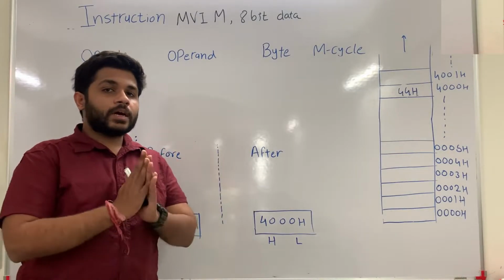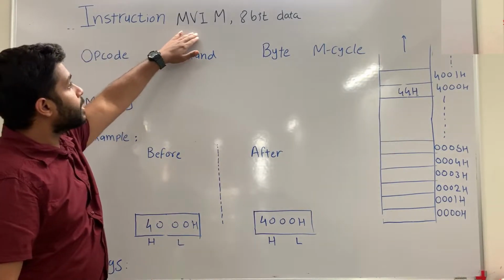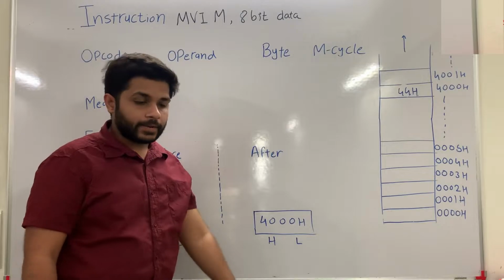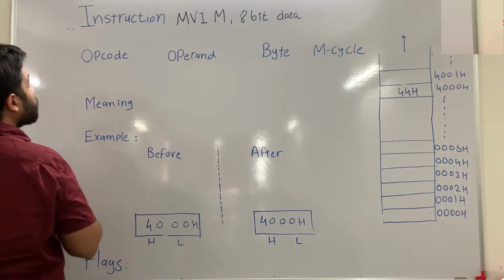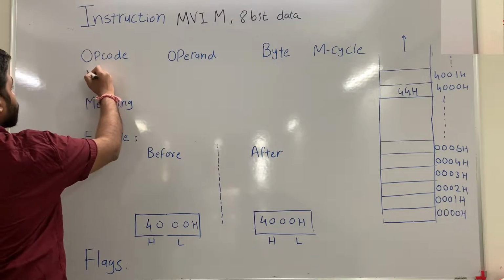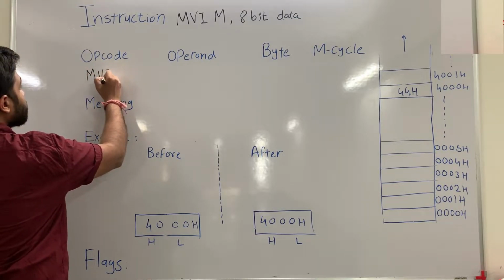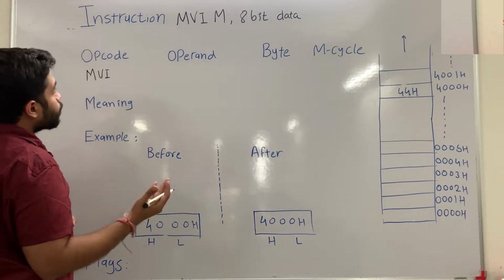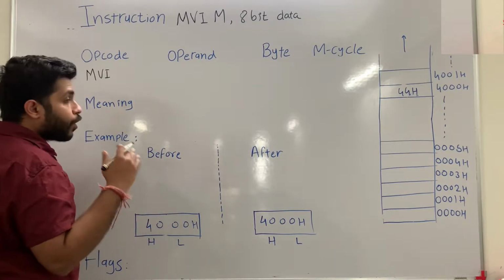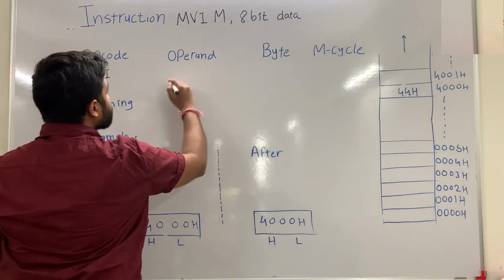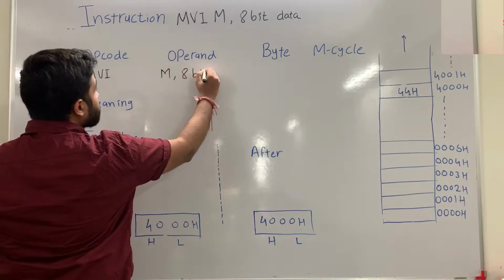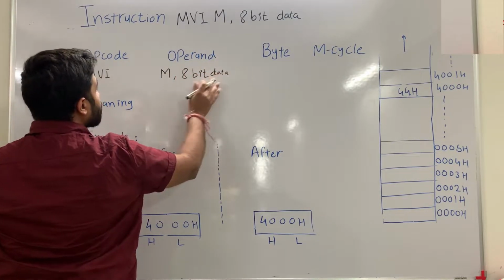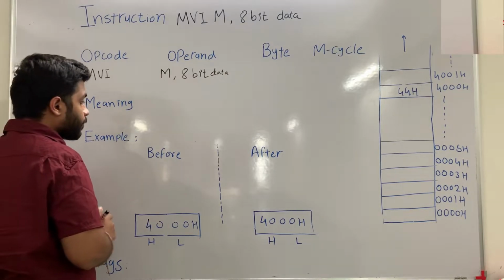So hi everyone, now let's see the instruction MVI M, 8-bit data. In this instruction, the first part, which is the English line code, is considered as the opcode. So what is the opcode? It is MVI. The remaining portion is considered as the operand. So the remaining portion is M, 8-bit data, and it is considered as the operand.